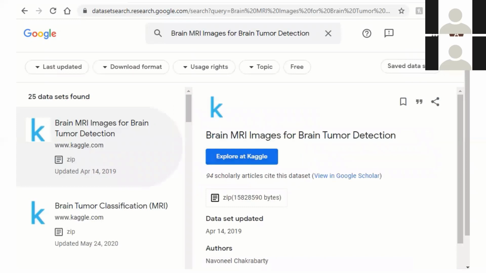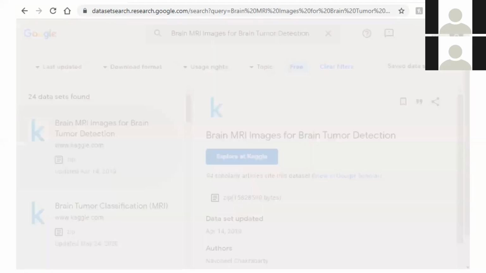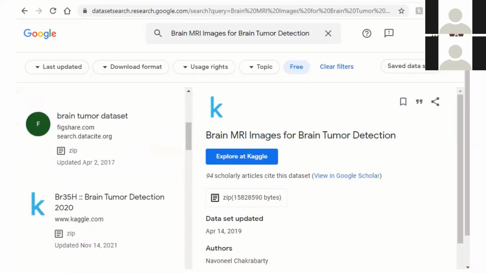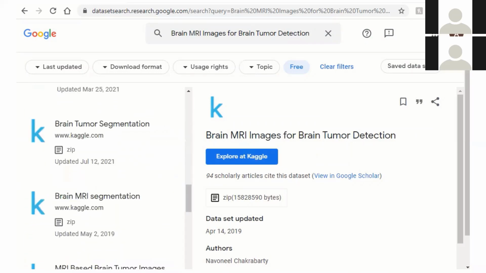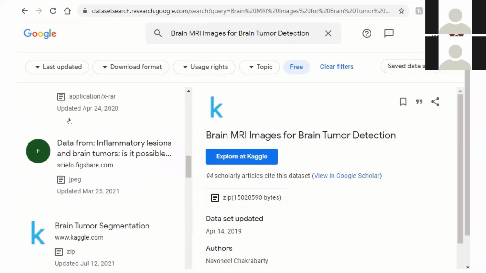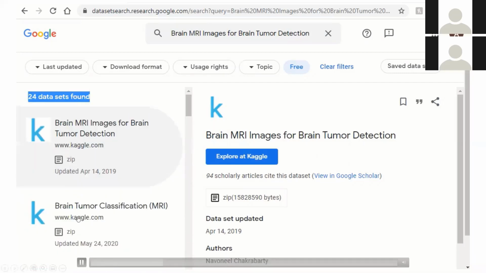So you can see Google gives me a list of 25 available data sets. I can filter the results for free data sets, making it 24. So the first data set is available at Kaggle, and it's also available to download. So here are the rest of the data sets which are available.